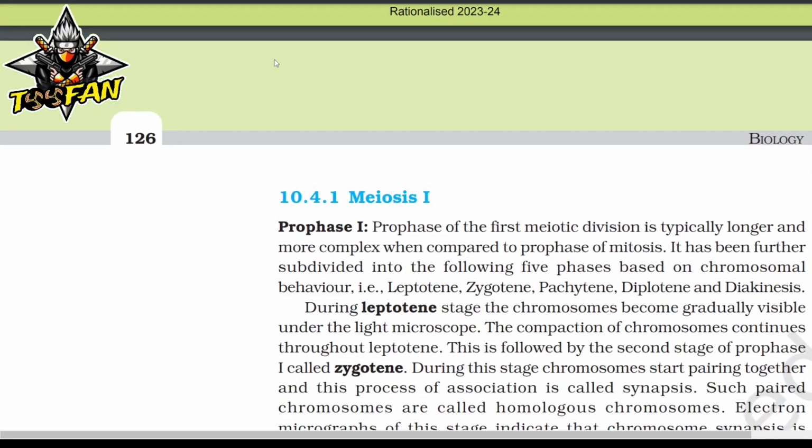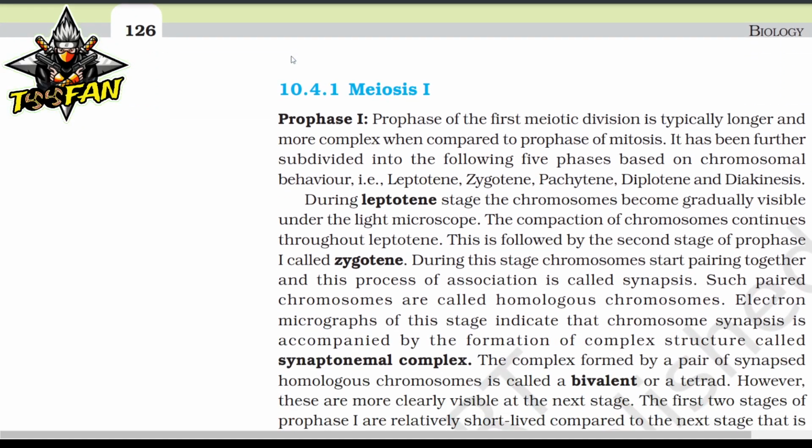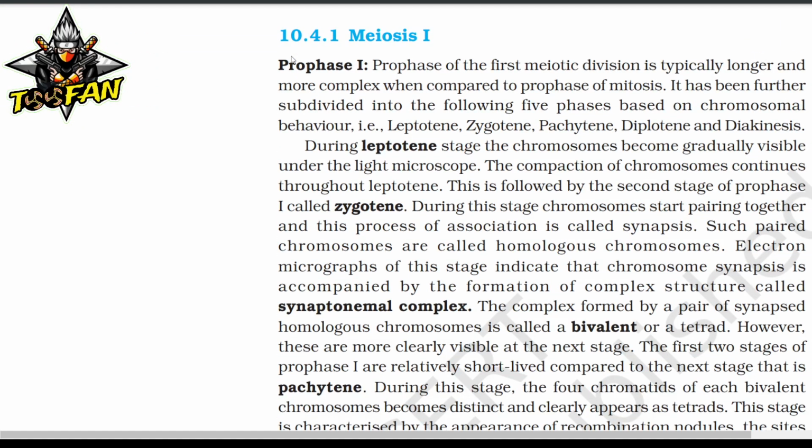Now, meiosis 1. Prophase 1. Prophase of the first meiotic division is typically longer and more complex when compared to the prophase of mitosis. It has been further subdivided into the following 5 phases based on the chromosomal behavior: leptotene, zygotene, pachytene, diplotene and diakinesis. During the leptotene stage, chromosomes become gradually visible under the light microscope. The compaction of the chromosomes continues throughout leptotene.